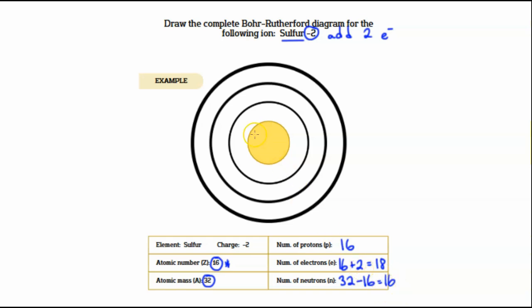So let's go ahead and place those protons and neutrons in the nucleus. And now we have to place a total number of 18 electrons. So let's start with the first orbit. We can only have 2. The second one, we can place up to 8. So we're going to need to place all 8, because that will give us a total of 10 electrons. But then we need to place 8 more to get 18. So that third orbit will allow the remaining 8. 4, 5, 6, 7, 8.